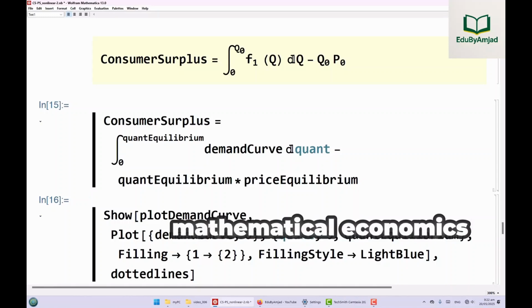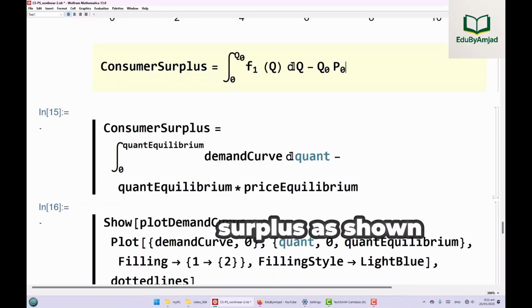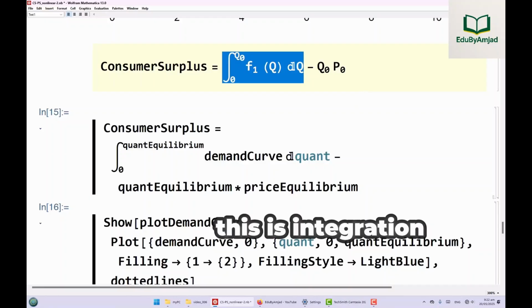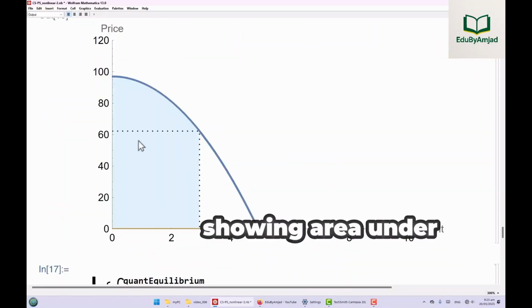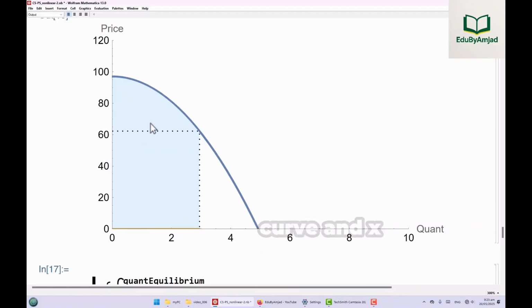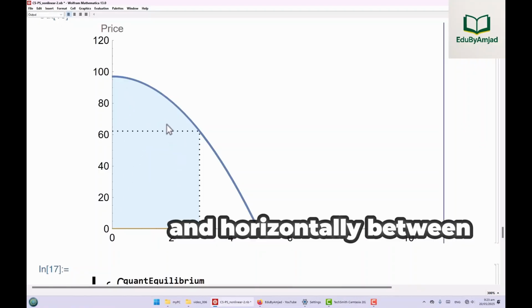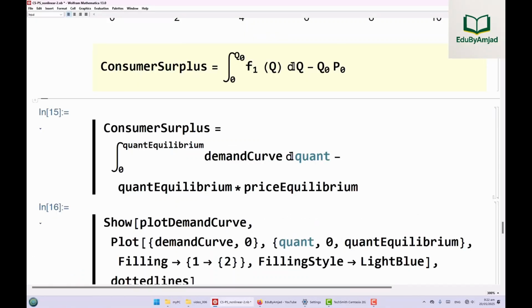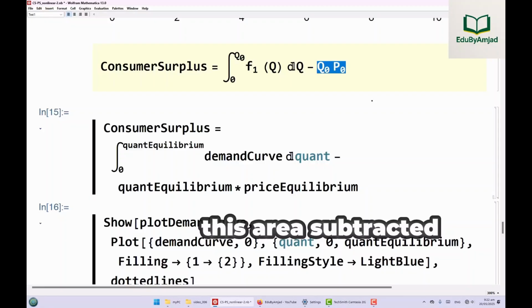Using calculus and mathematical economics, we show consumer surplus, as shown here. This is the integration of the demand function showing the area under the demand curve, vertically between the demand curve and the x-axis, and horizontally between the y-axis and the intersection of the demand and supply curves. This area is subtracted from the previous area.